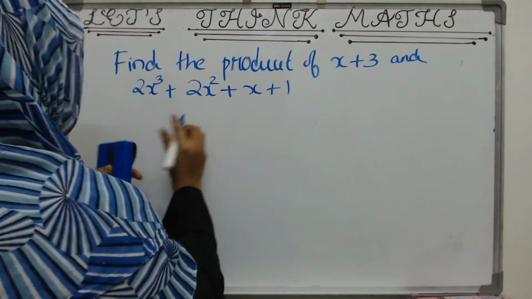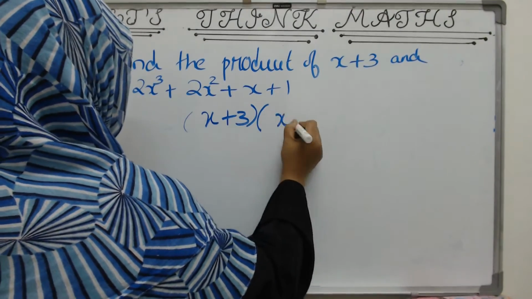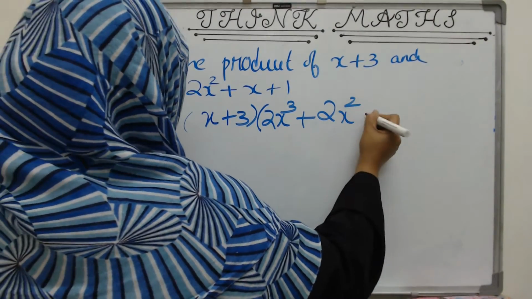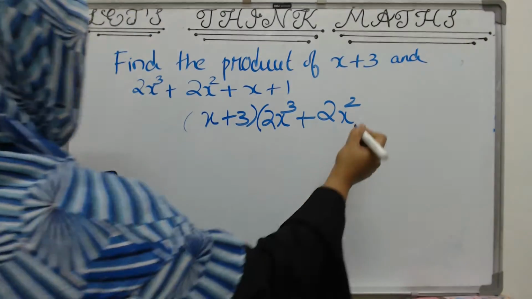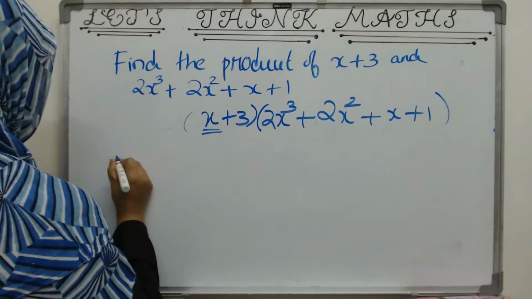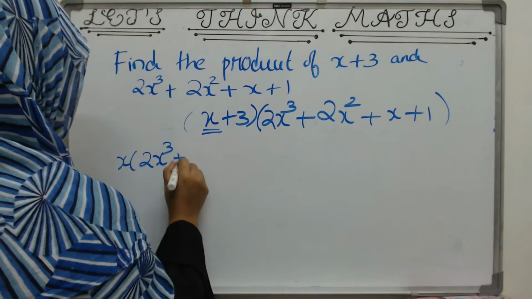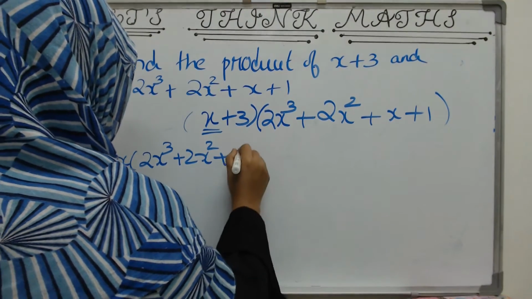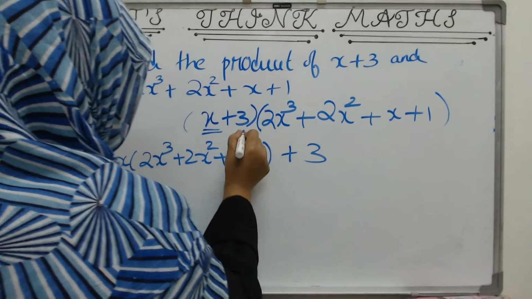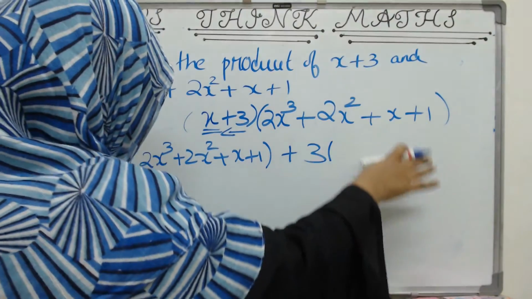What is the first term? x plus 3 into 2x cube plus 2x square plus x plus 1. Then what do you write? The first term and then the whole of the second term. Okay, then here plus 3. If it is minus here, remember to carry on that minus here. Then again the whole term.